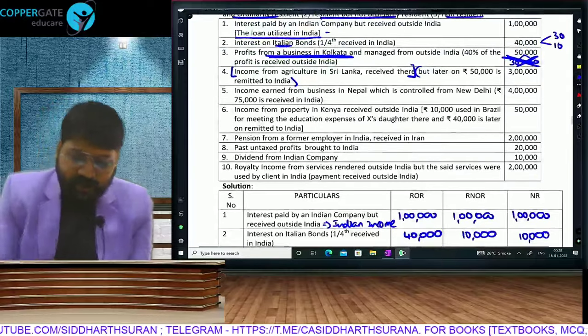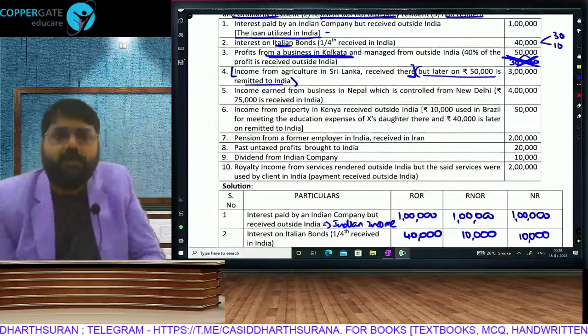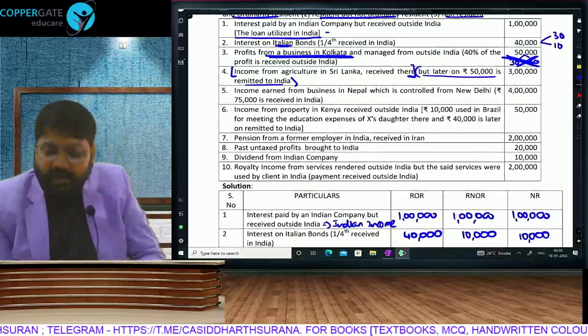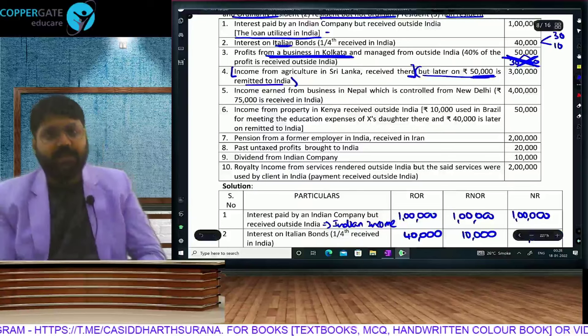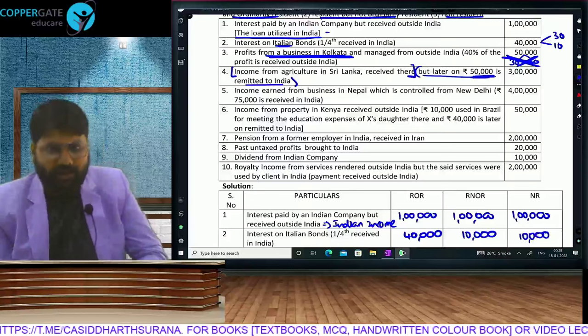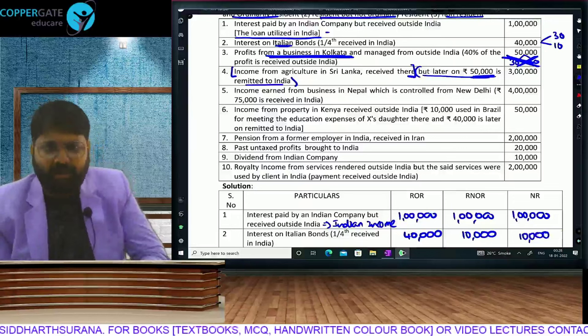Answer is done. A little discussion on amount remitted to India. Okay? Later on, you may be thinking that, sir, in the non-resident column, at least 50,000 is remitted to India, so you should write it. What do you mean by remitting income from one place to another? What do you mean by remittance?